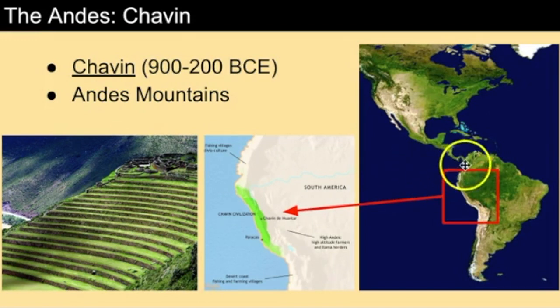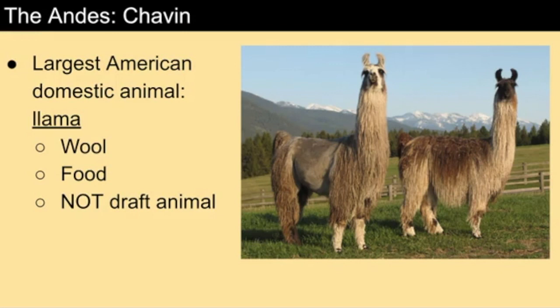This civilization is going to develop in the Andes Mountains, and it's first going to take shape with a people known as the Chavín. The Chavín are pretty impressive right off the bat because they're farming in some pretty steep mountains, which in and of itself is a challenge. They also raise one of my favorite domestic animals, the oh so fun to say llama, and these guys are important because they are the largest domestic animal in America.